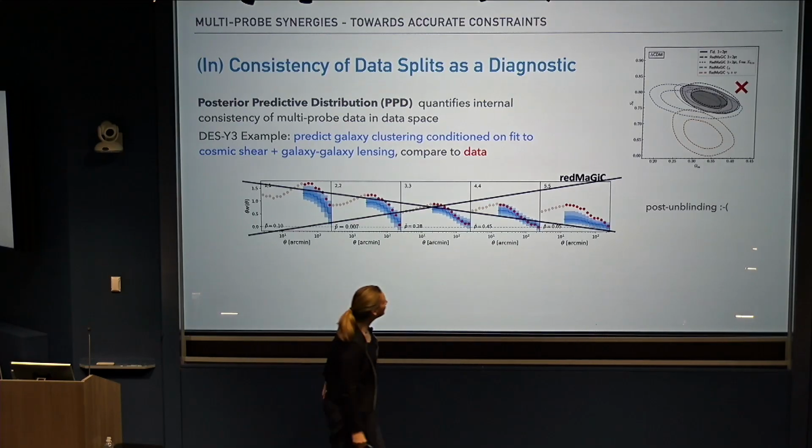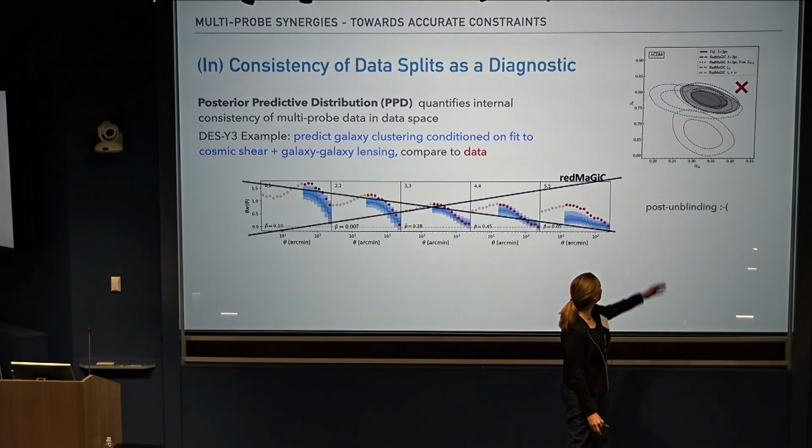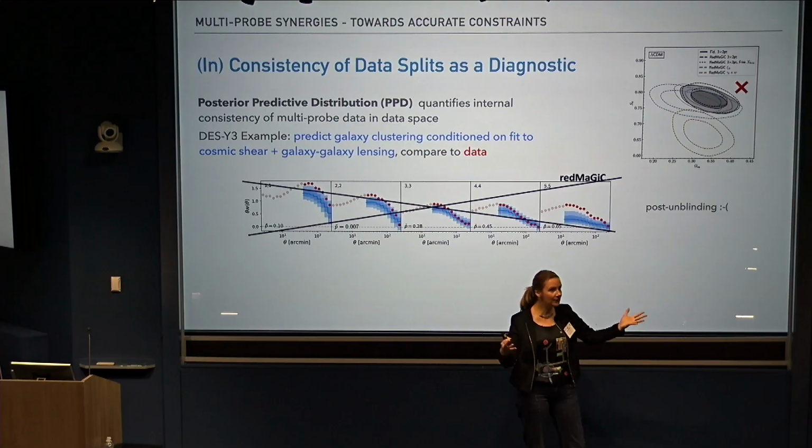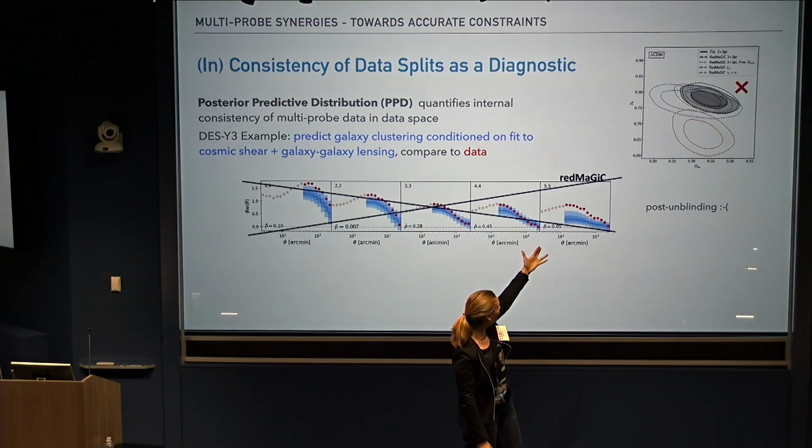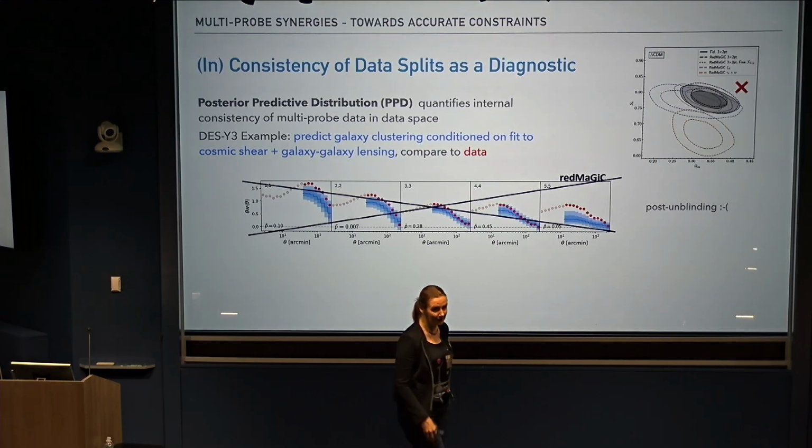So let's start with our original unblinding of DES year 3, where we're still using a different lens galaxy sample. So at that point, we had rather inconsistent cosmology from cosmic shear and galaxy-galaxy lensing plus galaxy clustering.